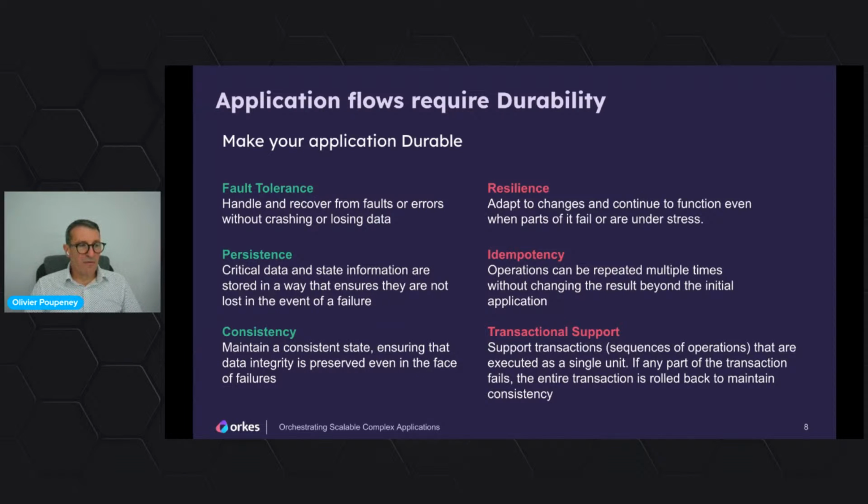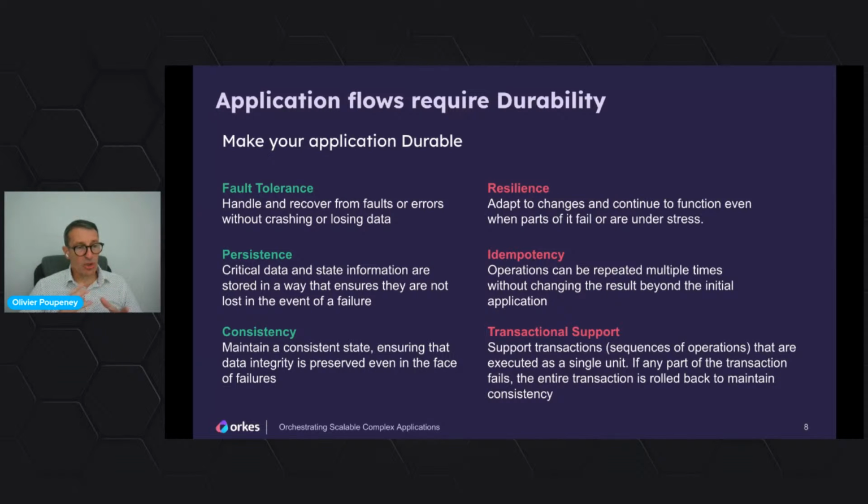Let's see them. Fault tolerance means to handle and recover from faults or errors without crashing or losing data. Let's say we are in the middle of a transaction. If there is a problem in the middle, how do we keep the execution going while we are fixing the problem? We'll see exactly how to do that in our Python application in the lab part. Resilience is to adapt to changes and continue to function even when parts of it fail or are stressed because of too many calls. Persistence is the data, the state, and the context that will be stored in a way that they are not lost even if there is a failure.